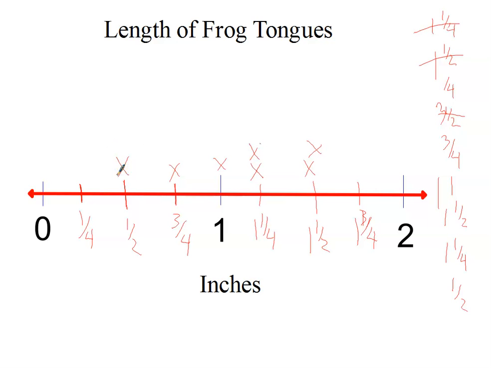Okay, again, if I ask you what's the biggest one, well, there are no X's above 2, so it's going to be one of these two right there. So 1.5 inches long is the longest tongue. The shortest tongue is not a 4th. It's not 0 because there are no X's there. So that must be it.